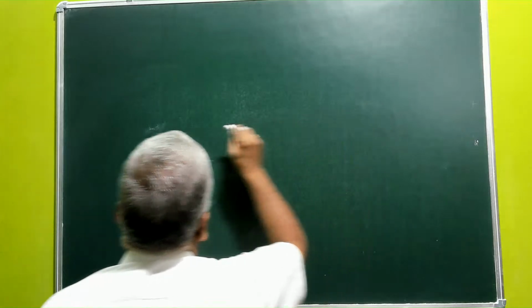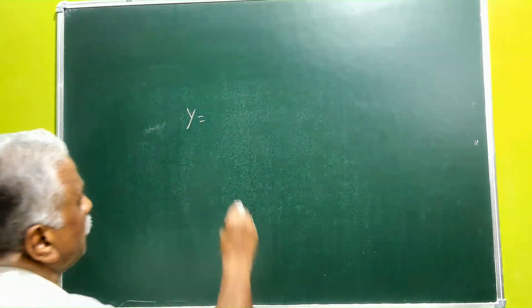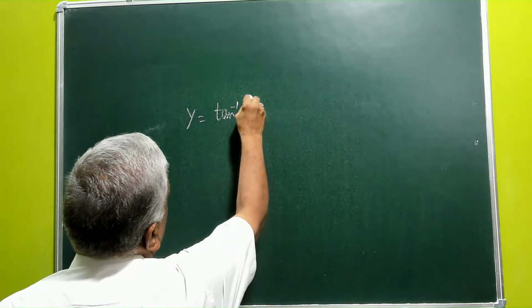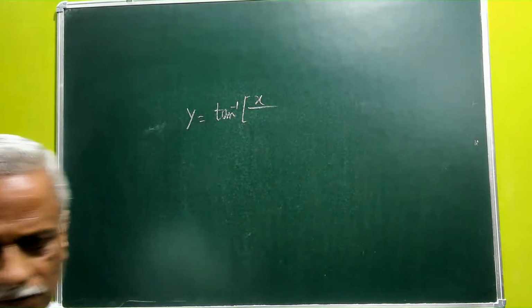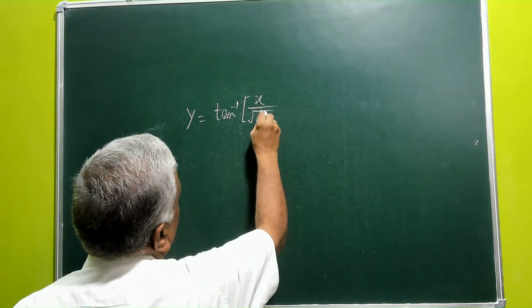The next one: y is equal to tan inverse of x over root of a square minus x square.